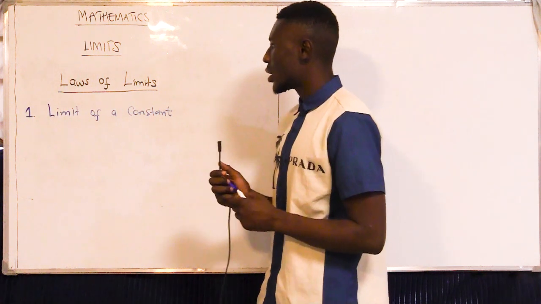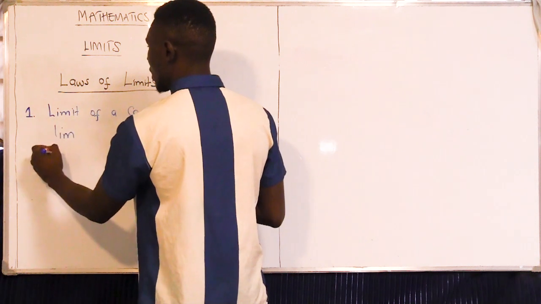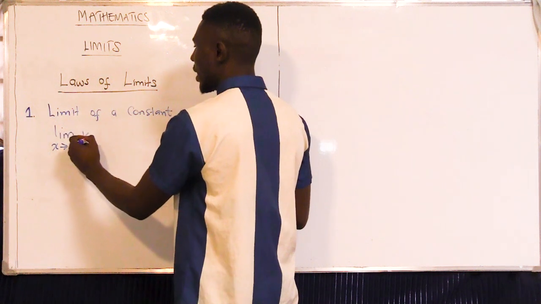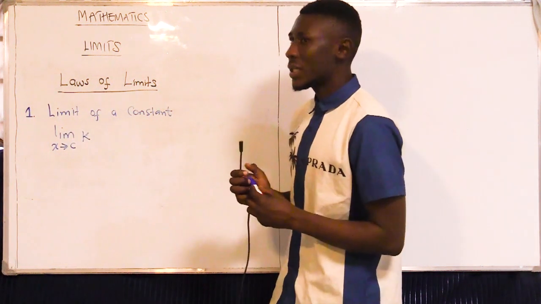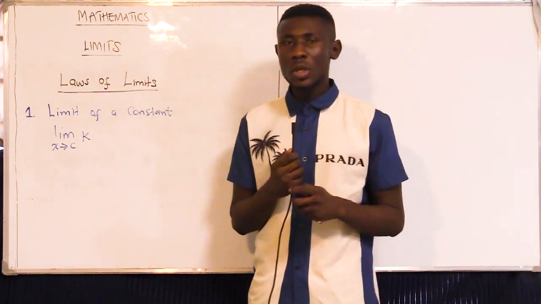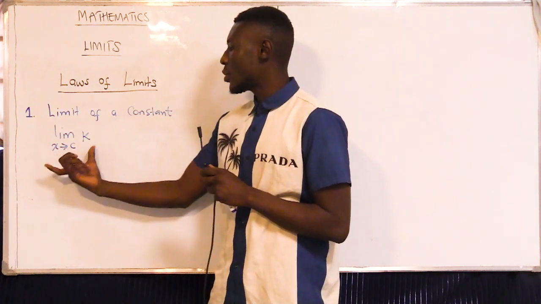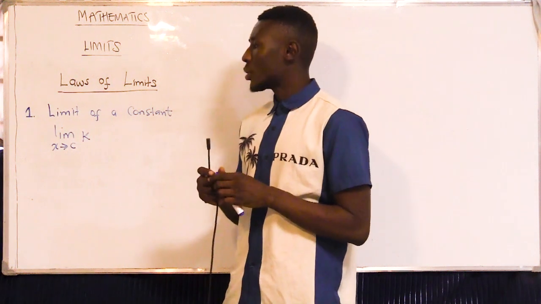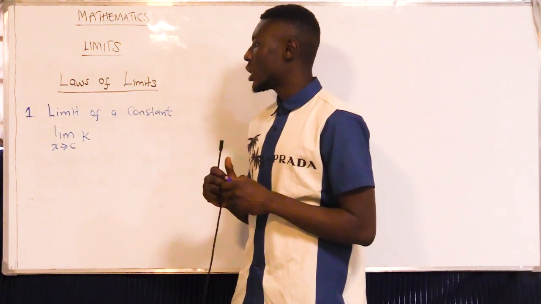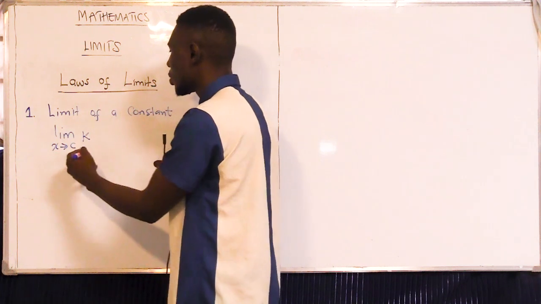How is that done? If I have limit as x is approaching a number c of my function k, by this we mean k is a constant, that is to say it's a function which has no x in it. It's not defined in terms of a variable, but instead just a number. So we do have such kind of functions which we term as constants. Now what will be the limit? What will this k, which is our function, approach as x goes close to c?